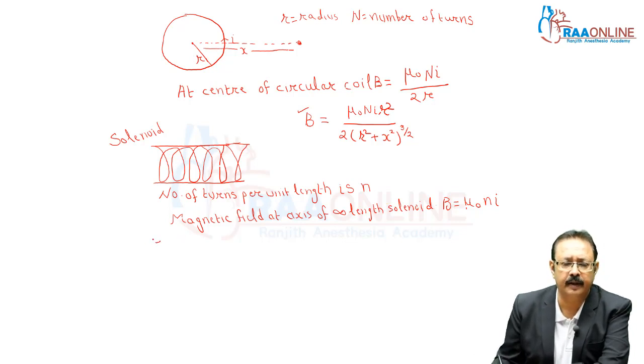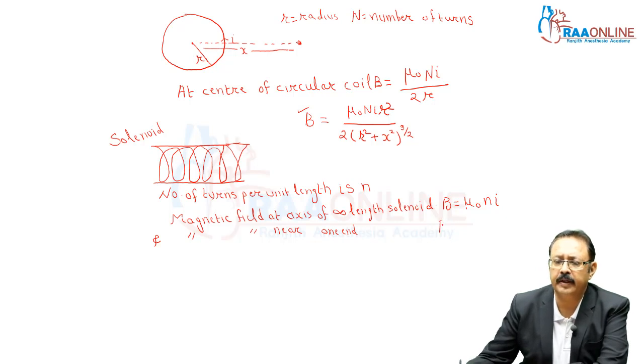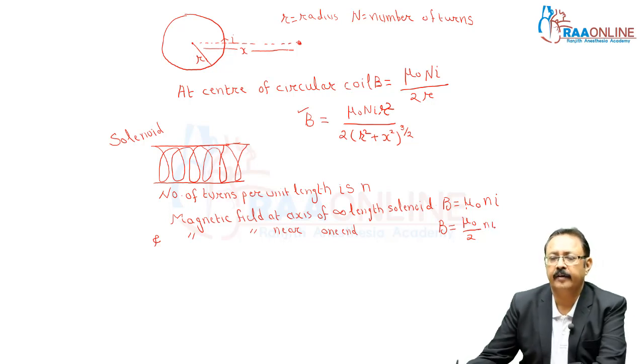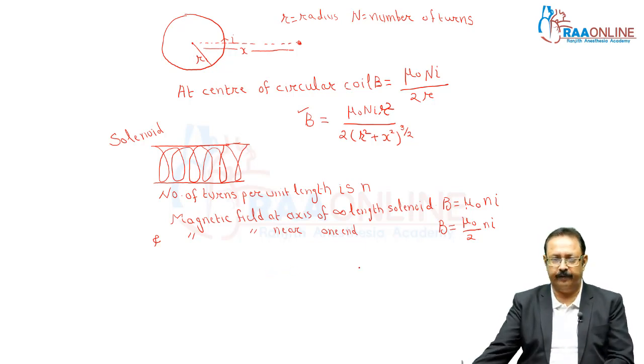And magnetic field near one end. For this, means one end is visible, same like that, it will become like conductor, half of this. Actually concept was that only. If you will go for finite length, you will get alpha and beta. By putting their value, it will become half.